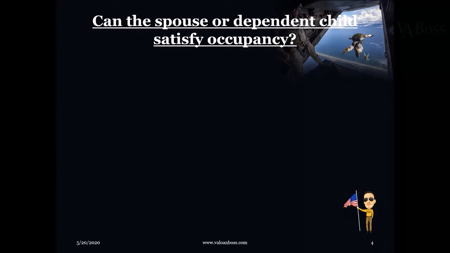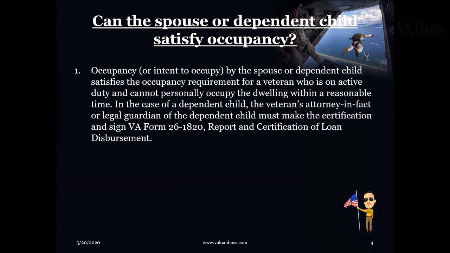And the spouse can satisfy occupancy on behalf of the military member or the veteran. Okay, even the dependent children can do such. If they are staying with a legal guardian, the dependent children can satisfy occupancy. Okay, as you can see right here, in the case of a dependent child, the veteran's attorney-in-fact or legal guardian of the dependent child must make certification on a specific VA form.